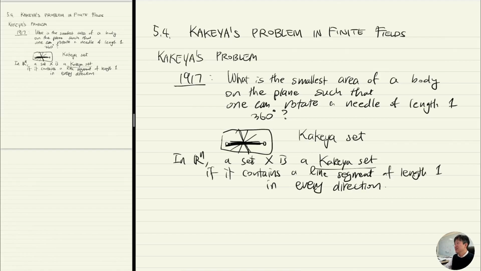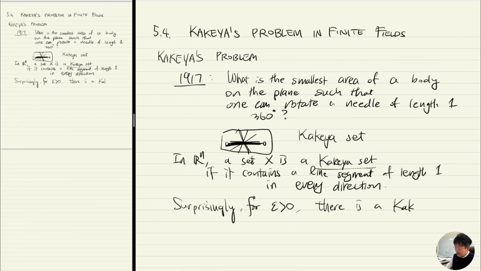Now, what's funny is that you may imagine that a Kakeya set would have some lower bound on the area. But actually, that's not true. Surprisingly, for every epsilon, there is a Kakeya set of area less than epsilon. What? So there's no lower bound. You can make a really tiny Kakeya set.